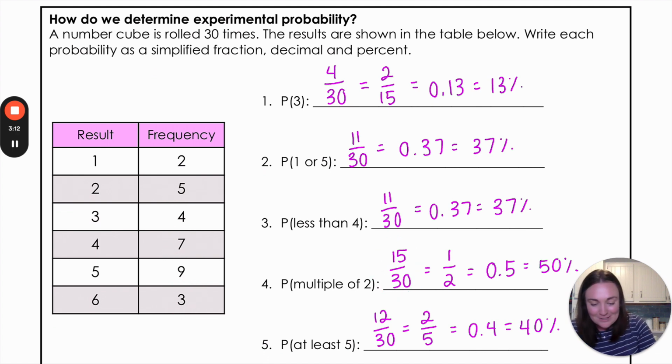At least 5 means 5 or bigger, so that would be our 9 and our 3 added together for 12 out of 30, which is going to simplify to 2/5, 0.4, or 40%.